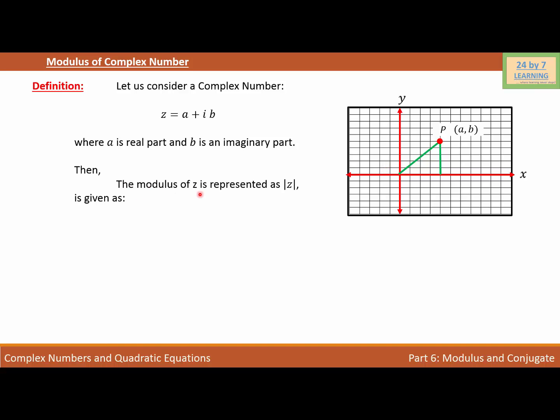Then the modulus of z, represented by this symbol, is given as modulus of z equals the square root of a squared plus b squared, which is a non-negative real number. This simply means that when we find the modulus of any complex number, we will get a real number.